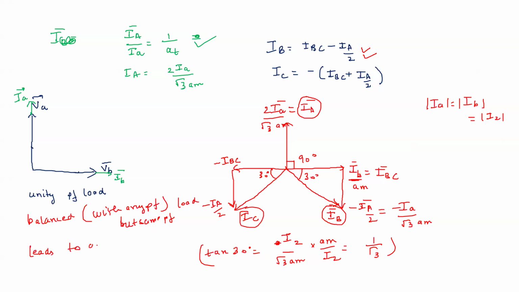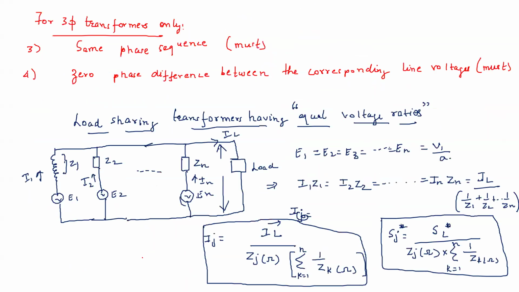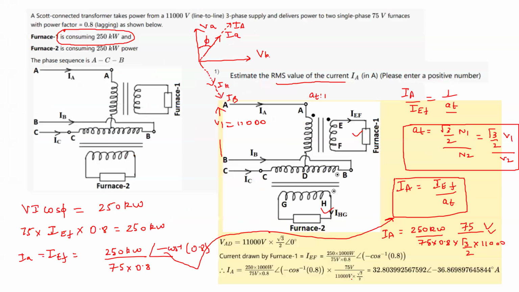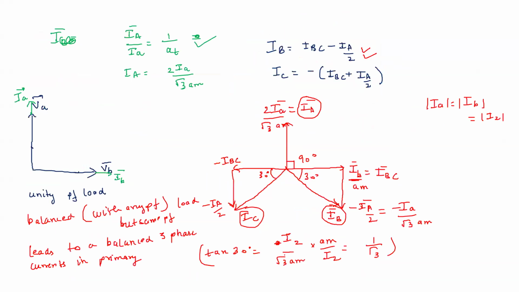Such a load leads to balanced three-phase currents in the primary side. This we have derived here. So even without solving for this, you can directly write that you will get the same magnitude here also. But if you want to solve by the phasor method, you can solve it. Okay, but it will save you time. That is why all this discussion is important.